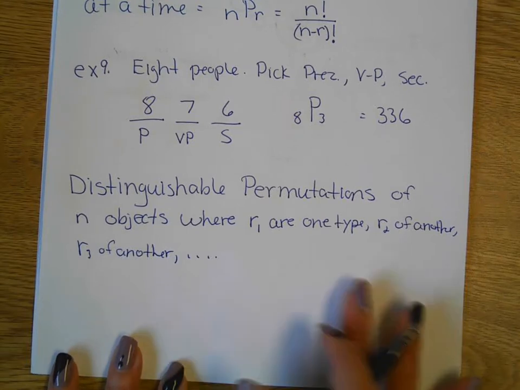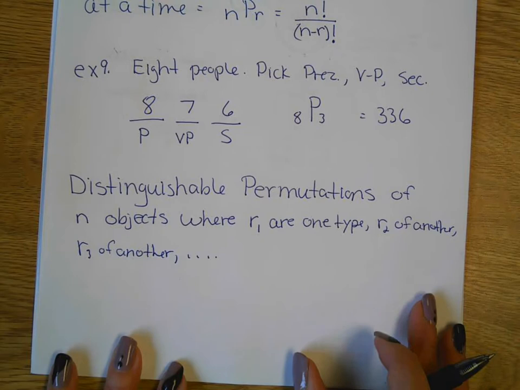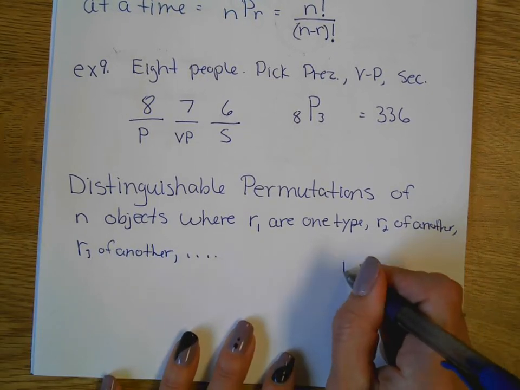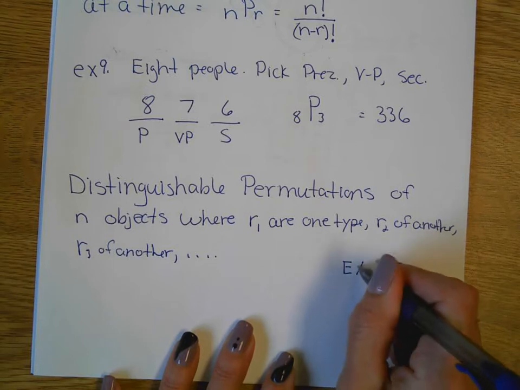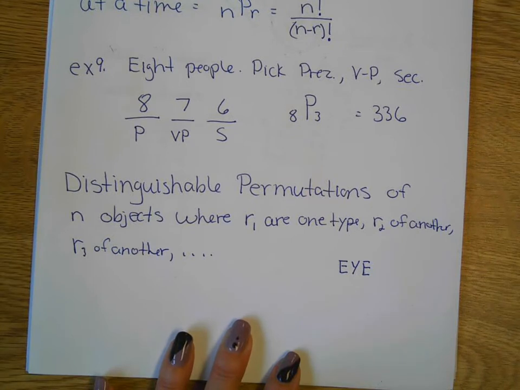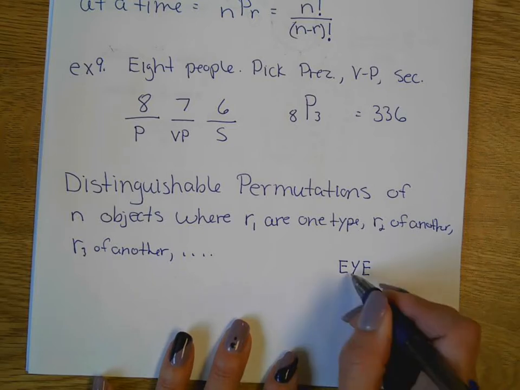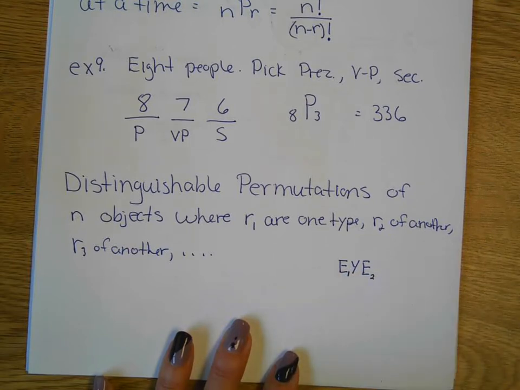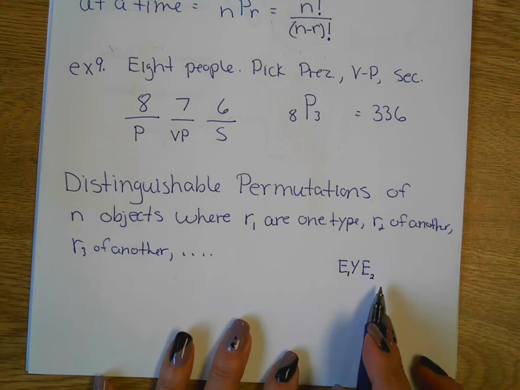I'm going to give you a formula here, but I want you to know what I'm talking about first. Let's say I had the capital letters in the word EYE. I remember this. Okay. If I ask you, how many ways can you rearrange those that are distinguishable? Okay. Let's first distinguish between the E's. E1 and E2. So that's one way.